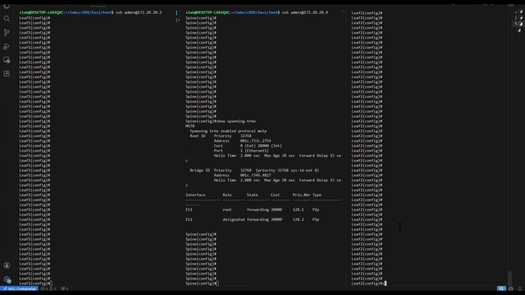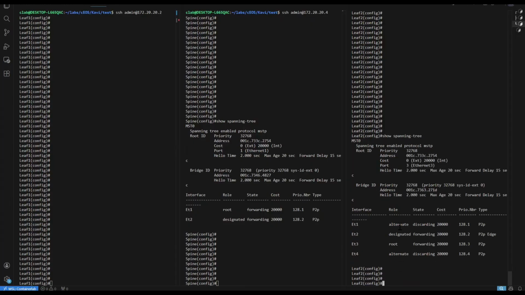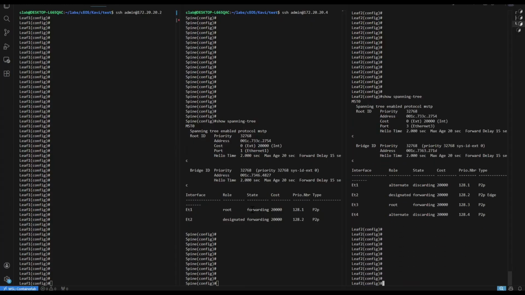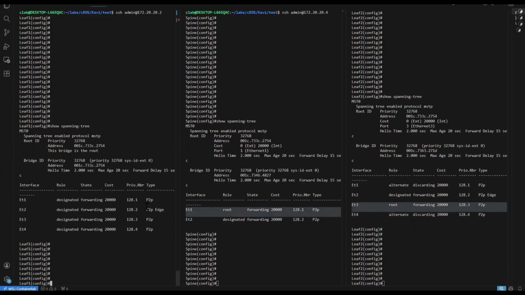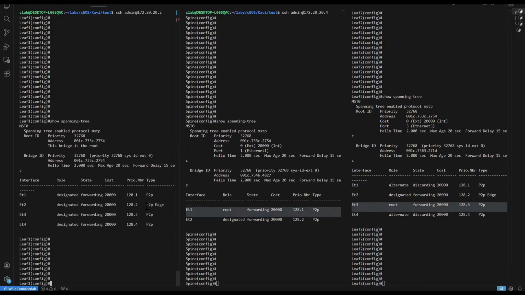On spine 2, show spanning tree. Okay, we can clearly see who the root is here based on the interfaces 81 and 83. Yeah, it's definitely leaf 1. Yes, as expected. Right now, this is a default configuration; I did not change any configurations. I just brought up the lab, and spanning tree is enabled by default on all the switches.